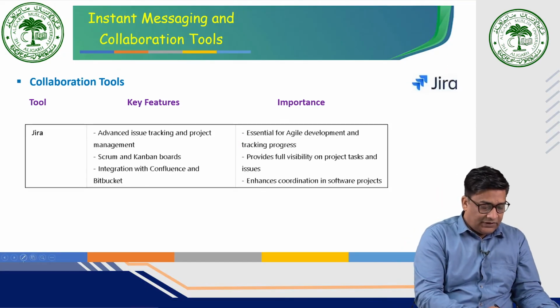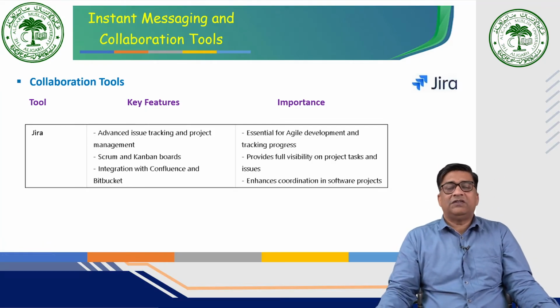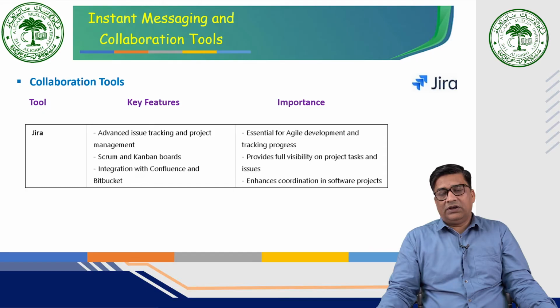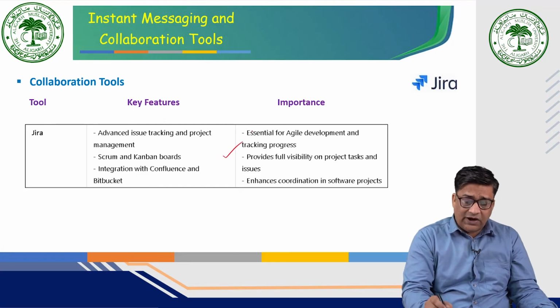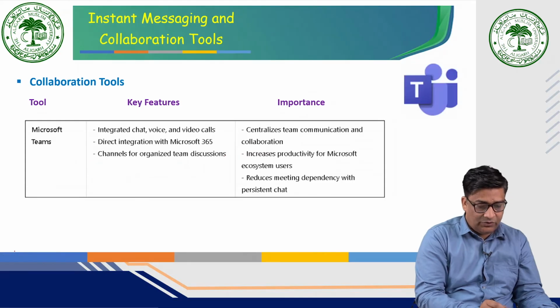The next example is Jira. This tool is a project management tool, especially for software development. Its features allow a team to plan, track, and manage software development projects. It integrates with GitHub and GitLab and some other development tools. It's widely used for agile project development, and it offers tools for sprint planning, backlog management, and issue tracking. All these are the key features and importance of this particular tool.